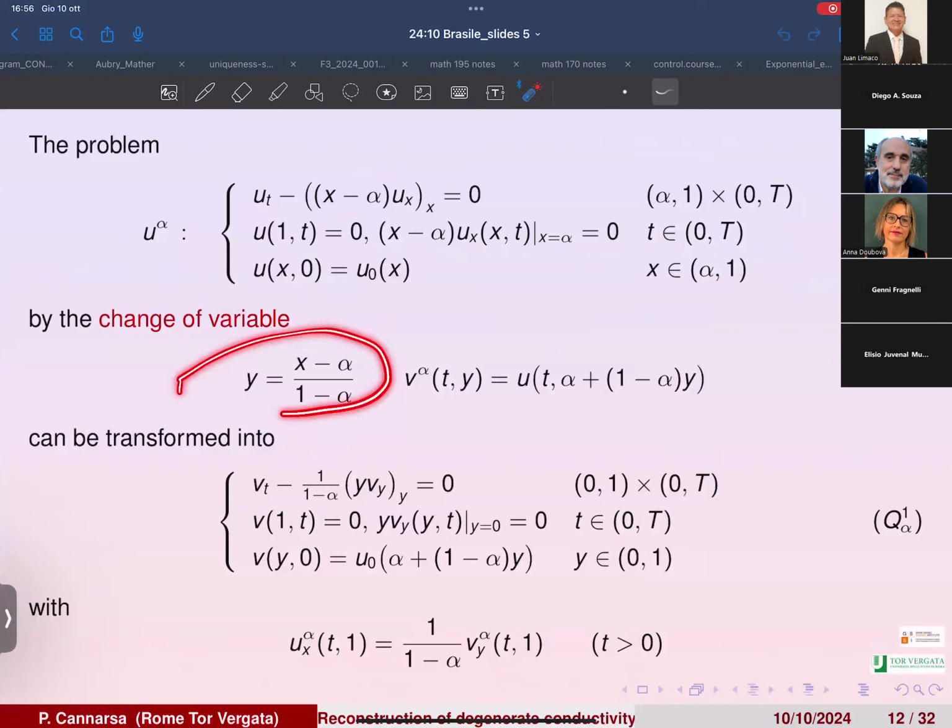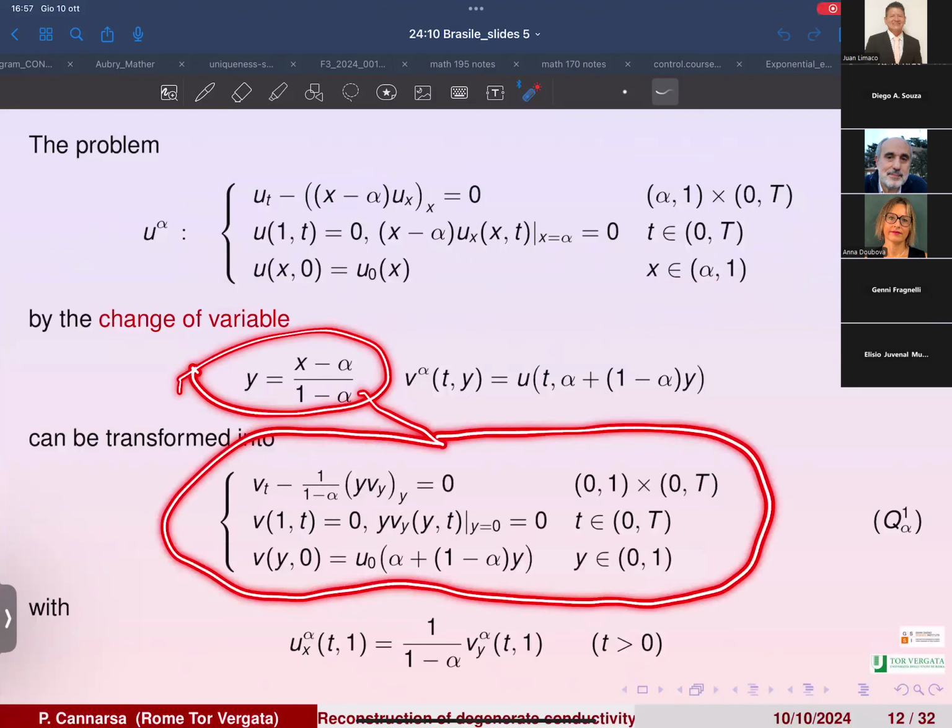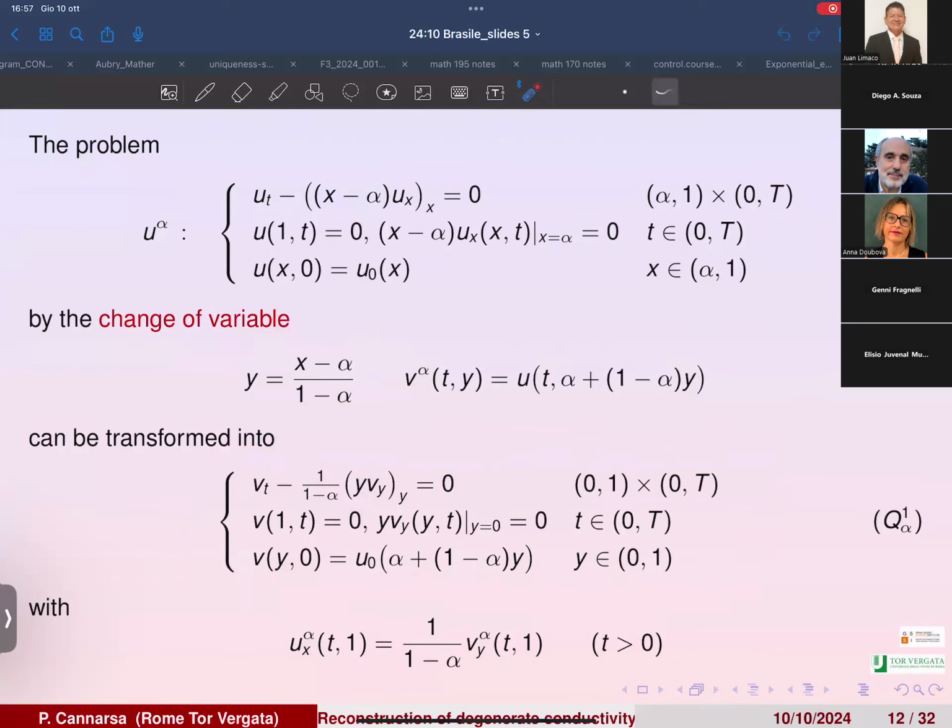You change the variables in this way, you obtain another problem on (0,1) now, which is degenerate at 0. So alpha does not appear as a degeneracy anymore, but as a coefficient. So one would think that by using reconstruction of coefficient, one could solve this problem. But that would not be enough, just to consider our original problem as a detection of a coefficient, like this equation would suggest, because alpha is entering also the initial condition here.